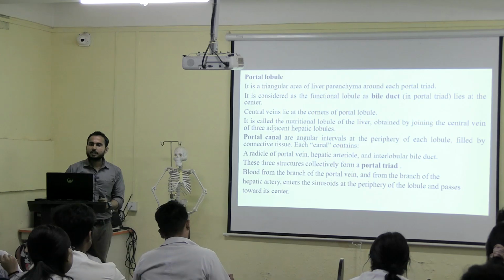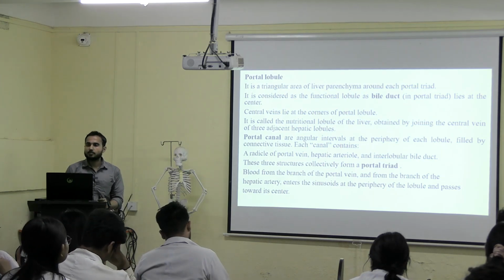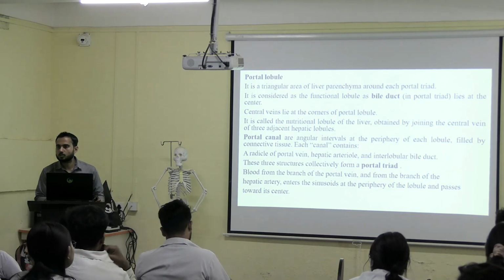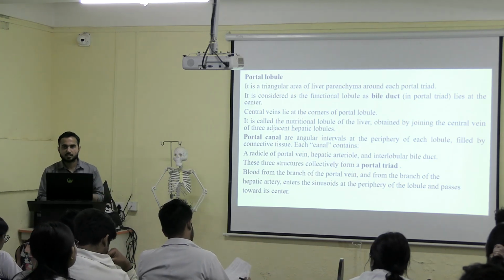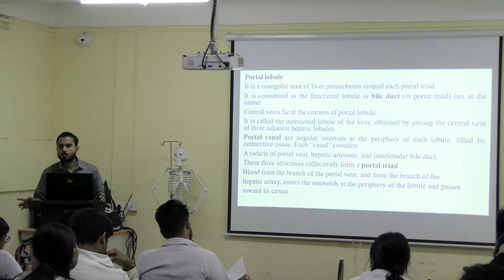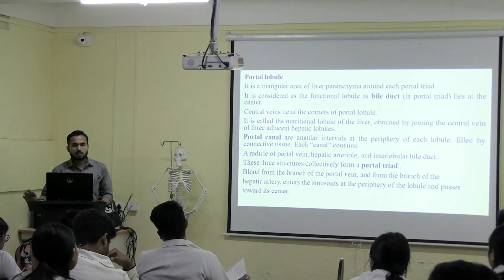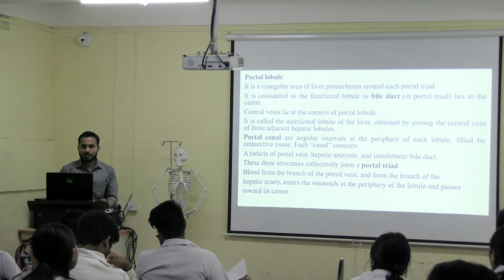So we have seen that the parenchyma of the liver is divided into 3 lobules. What is the first one? Classical liver lobule. What is the shape? Hexagonal in shape. Next one क्या है? Portal lobule. What is the shape? Triangular in shape. So the portal lobule is triangular in shape.